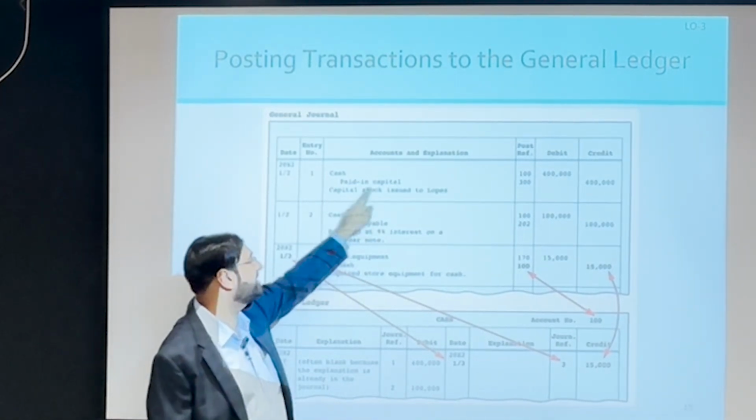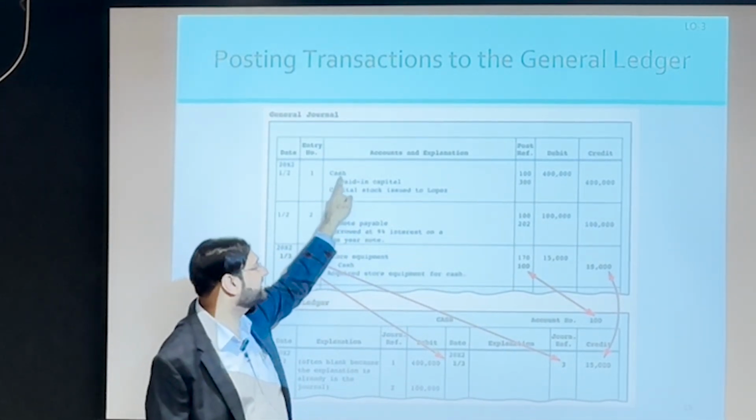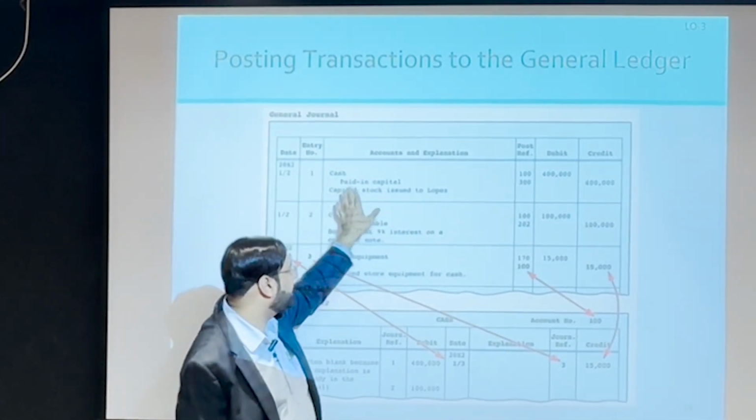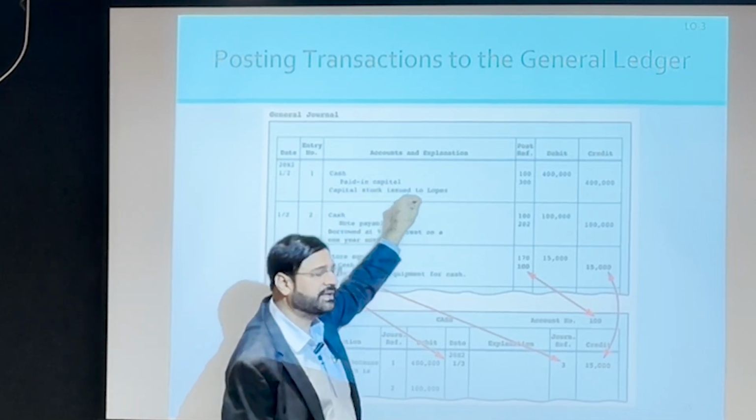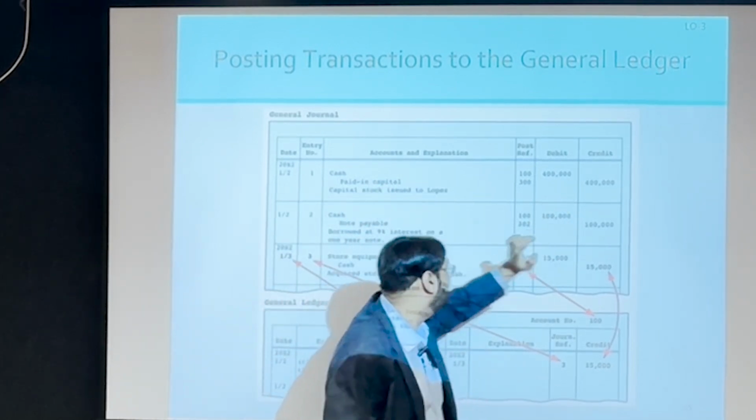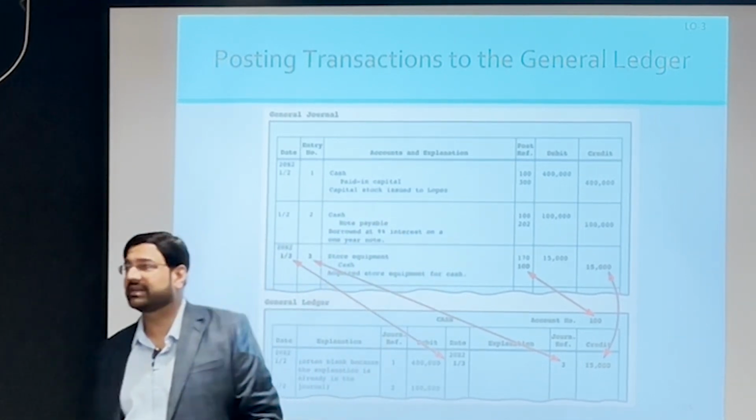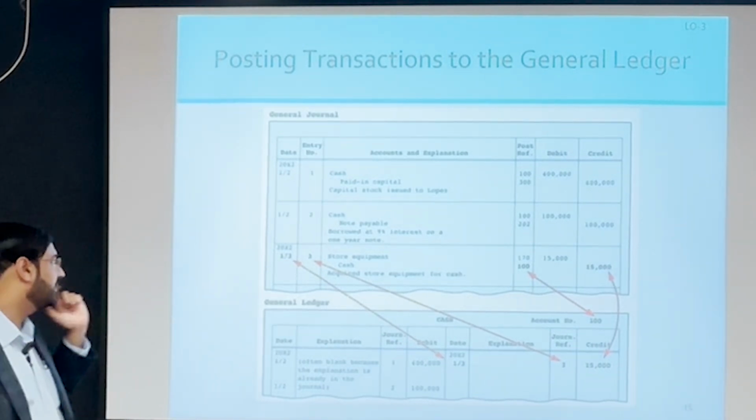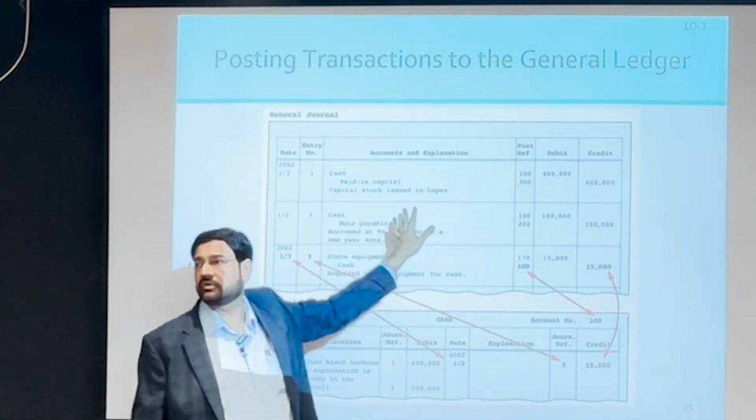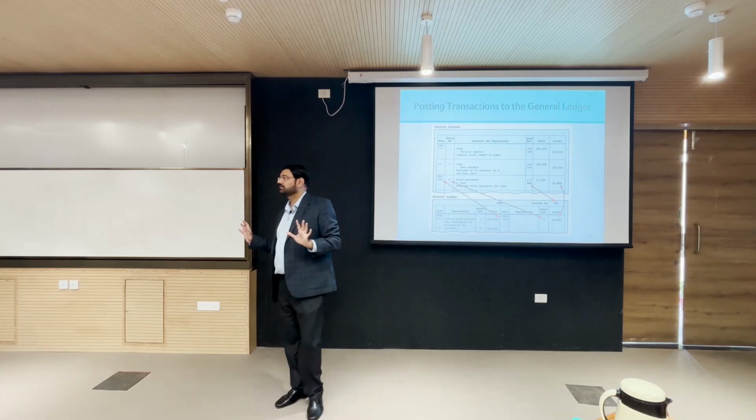So, then this is just the narration. Below the entry is cash account debited 4 lakh, capital account, share capital account or paid up capital account or paid in capital account, whatever you call it, is credited 4 lakh. And the last sentence that you see, when I was talking yesterday, I said it is a narration, right. So, what is the narration? Capital stock issued to Lopez. Is everyone clear now?